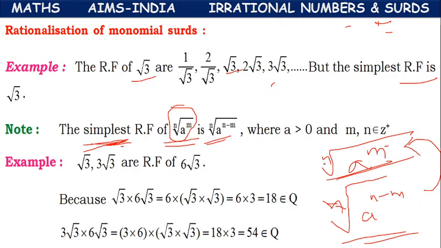So where will be the change? Here also nth root, the nth root is the same. Here we have a power m, but in the rationalizing factor, we should have a power n minus m, where n is the order, m is the exponent, a power n minus m.